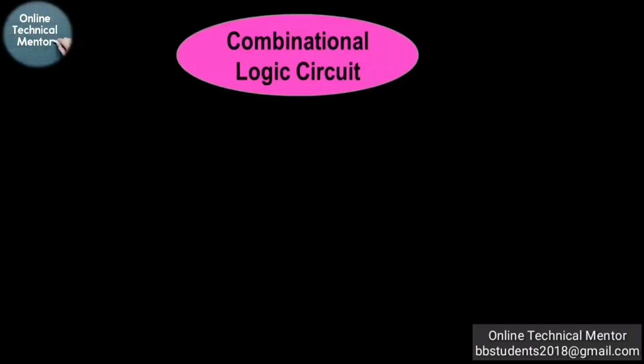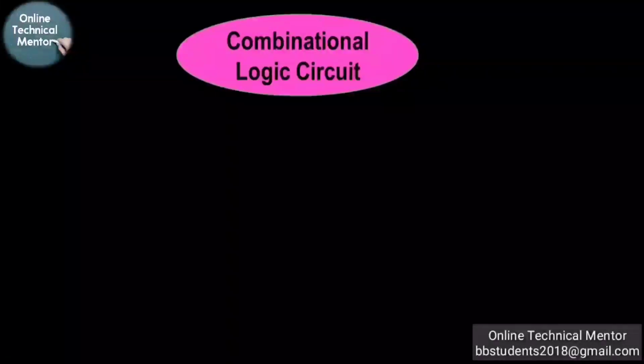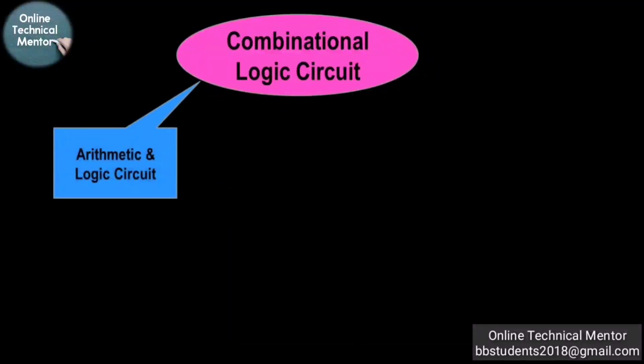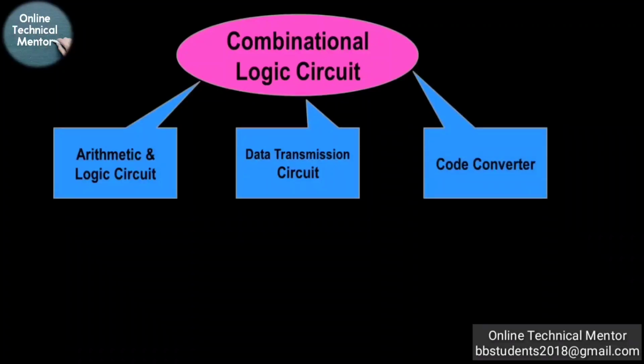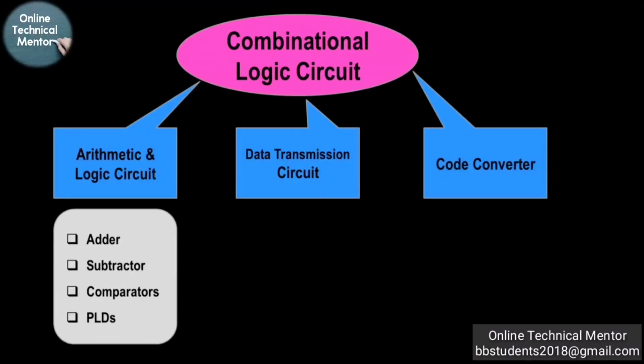Now, combinational circuits can be implemented in different areas. The areas are arithmetic and logic circuits, data transmission circuits, and code converters. Let us look at some examples under arithmetic and logic circuits. They are adder, subtractor, comparator, PLDs.